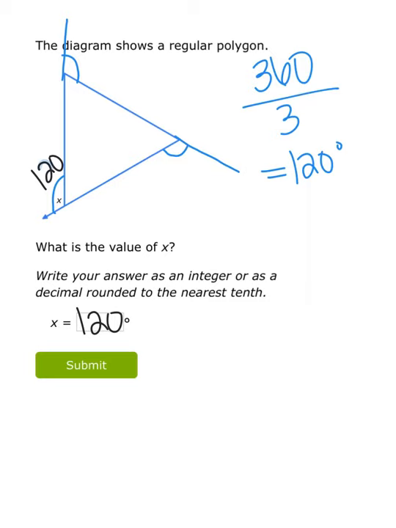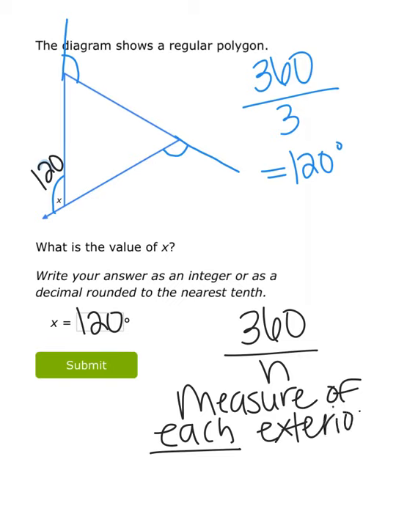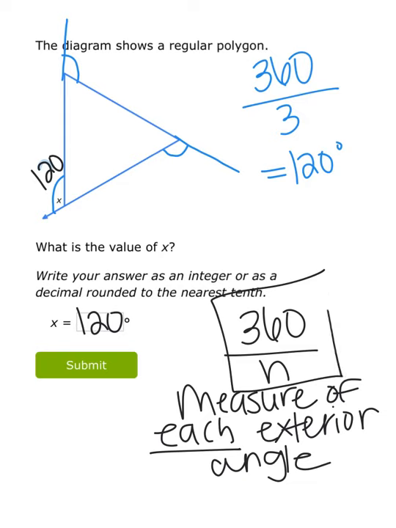So for these type of problems, you can use the rule 360 divided by n, and that would tell you the measure of each exterior angle. So we're not looking for the sum, we're actually finding the measure of just one exterior angle. 360 divided by n will tell you that, and n is the number of sides of the polygon. So let's look at another example.